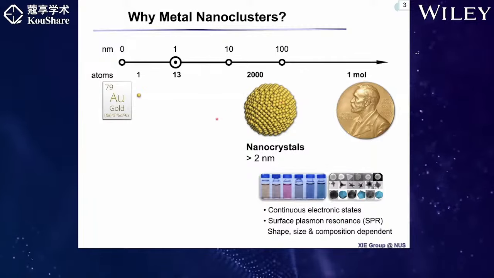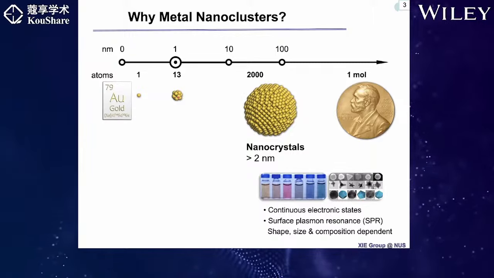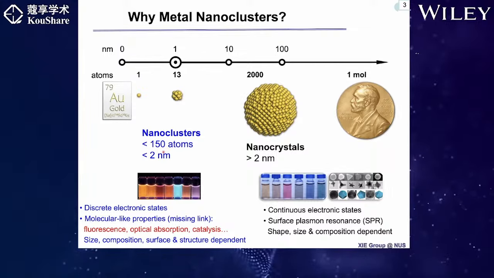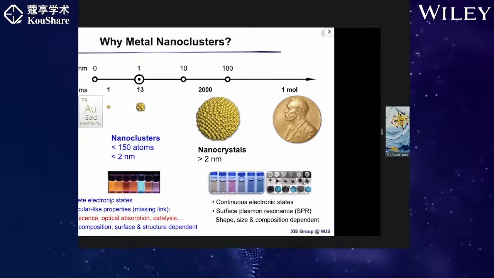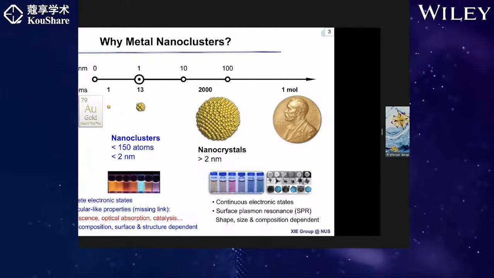Right? So the transition is the materials I will discuss today: aggregations of a number of these gold atoms. So these are nanoclusters, or gold molecules. They are very small, typically less than 1 nanometer and less than 150 atoms. So they have these discrete electronic states. Different from their larger brother, like gold nanocrystals, they don't have SPR properties, but they do have what we call molecular-like properties.